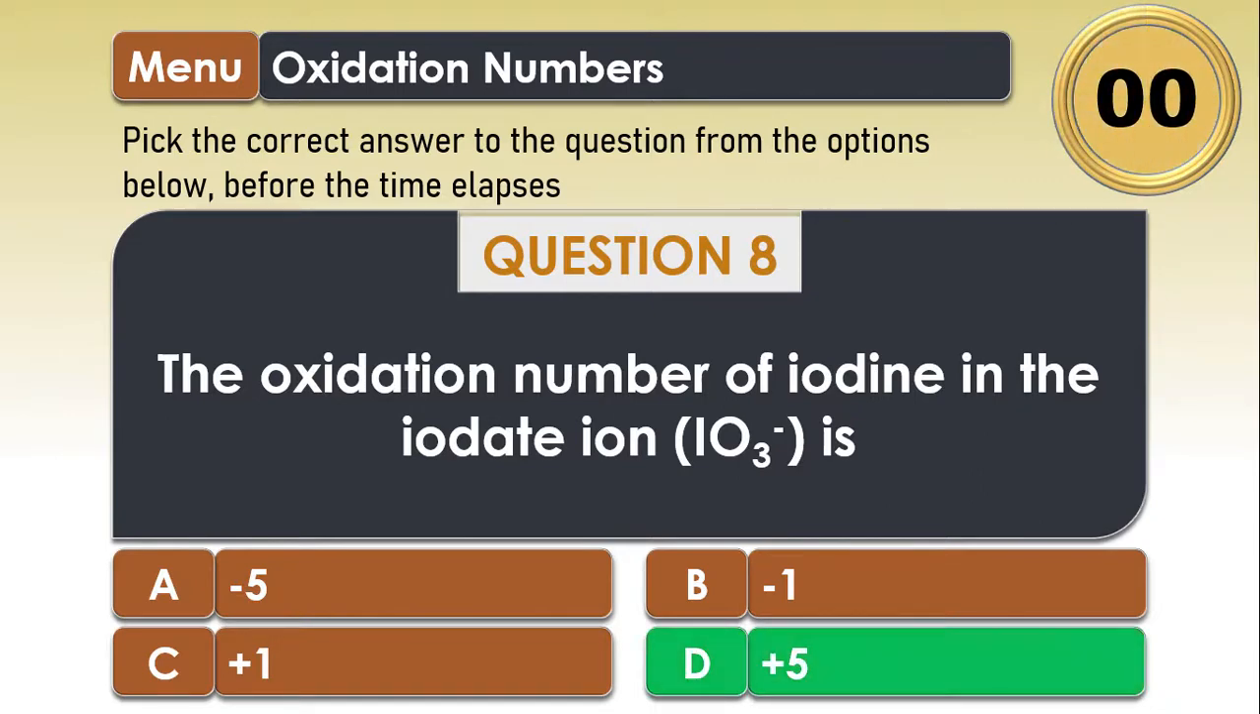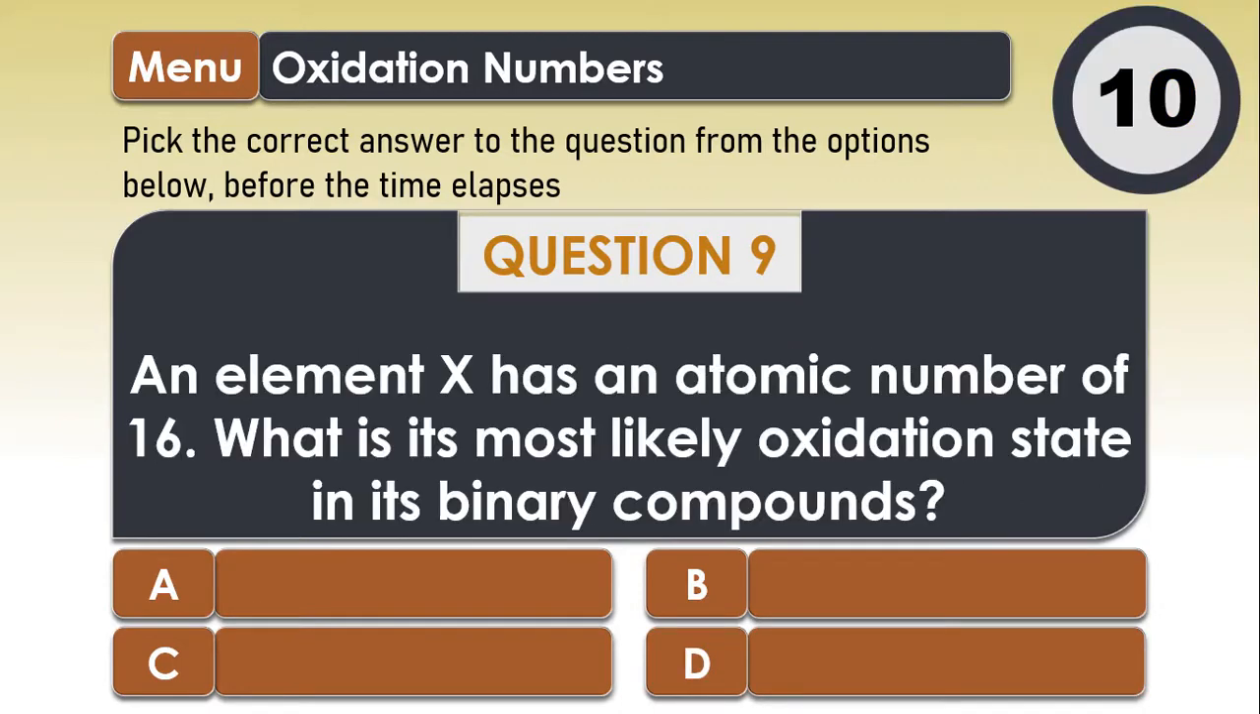If you chose D. Plus 5, then you're correct. Question 9. An element X has an atomic number of 16. What is its likely oxidation state in its binary compounds? A. Minus 3, B. Minus 2, C. Plus 2, and D. Plus 4.